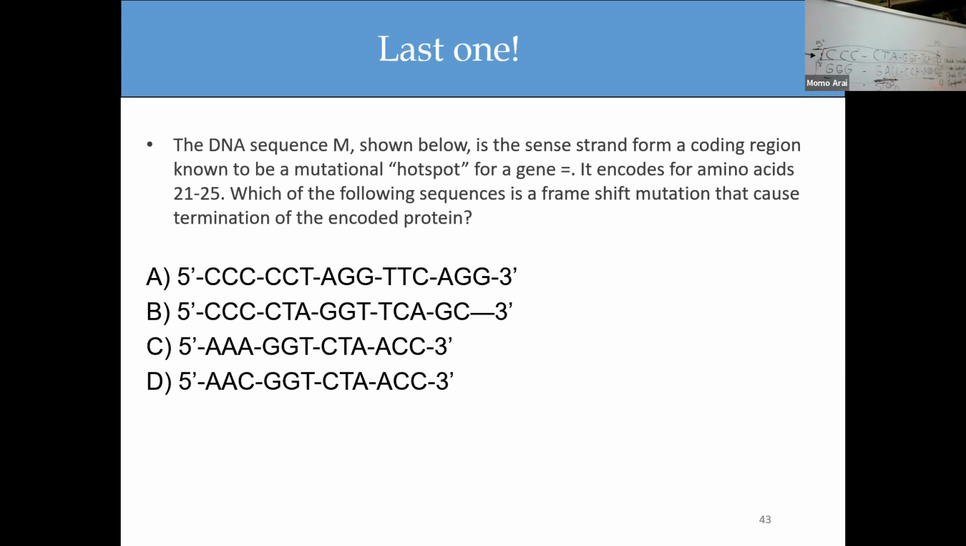So the whole frame shift mutation is not really the main part of the question. It's just something that happened. You're just trying to find a stop codon. They're saying frame shift mutation that causes termination, and this is just a fancy way of saying that after you added an amino acid, you have a new stop codon. So it's not something that you should be concerned with.